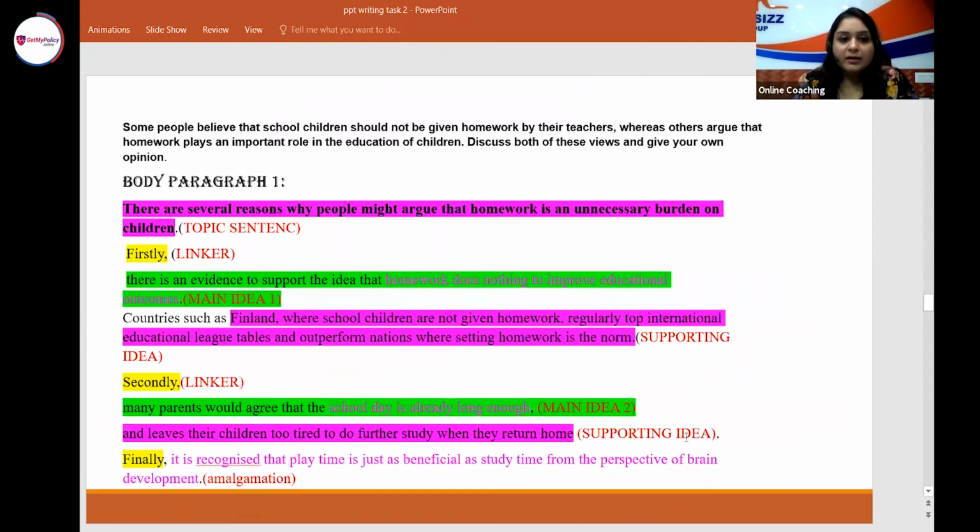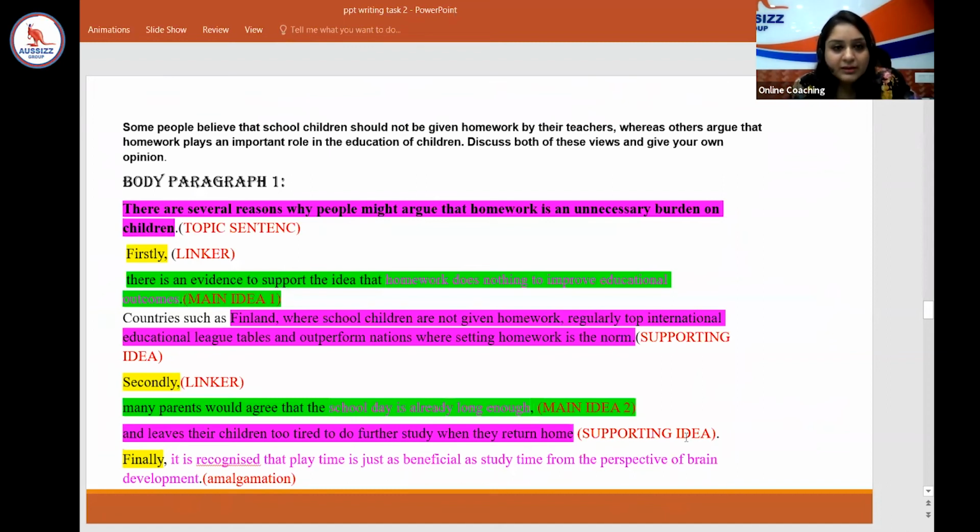Coming to body paragraph 1. See, again, I have completely disconnected all the fragments, and I want to make you understand that this is how you have to create your ideas with the proper addition of the formats. So body paragraph 1, I made you clear that you need to write topic sentence, then linkers, then main idea, then supporting idea, then linker, then main idea 2, then supporting idea, right?